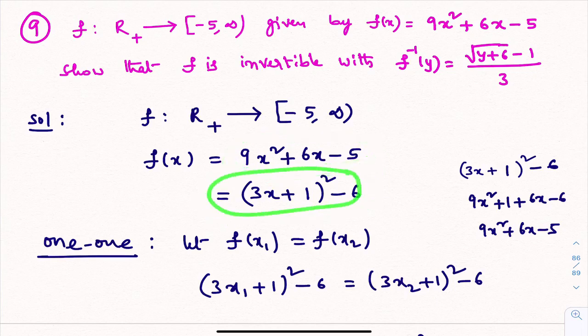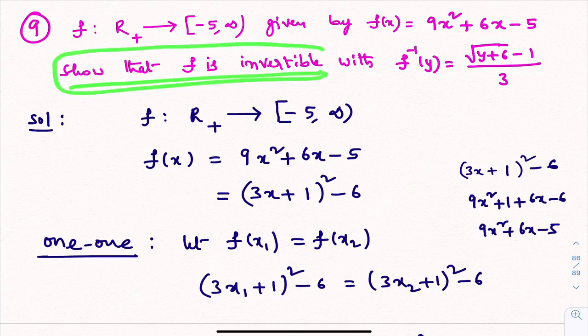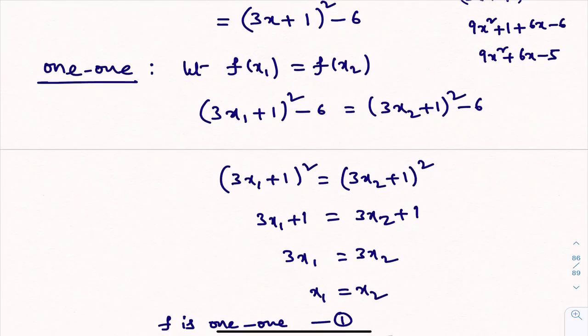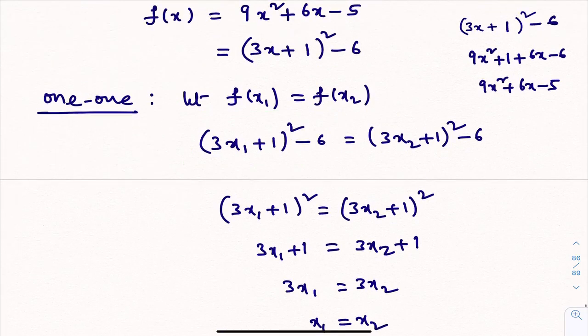Okay. First thing, the given function I wrote in this form. As they are asking to show that this function is invertible, when we say the function is invertible, it is both 1-1 and onto. So first, to check the function is a 1-1 function, I am taking f of x1 equal to f of x2. What is f of x1? See here, f of x is what? f of x is 3x plus 1 whole square minus 6, na? What is f of x1? In this, wherever x is there you write x1. 3x1 plus 1 whole square minus 6. What is f of x2? 3x2 plus 1 whole square minus 6.